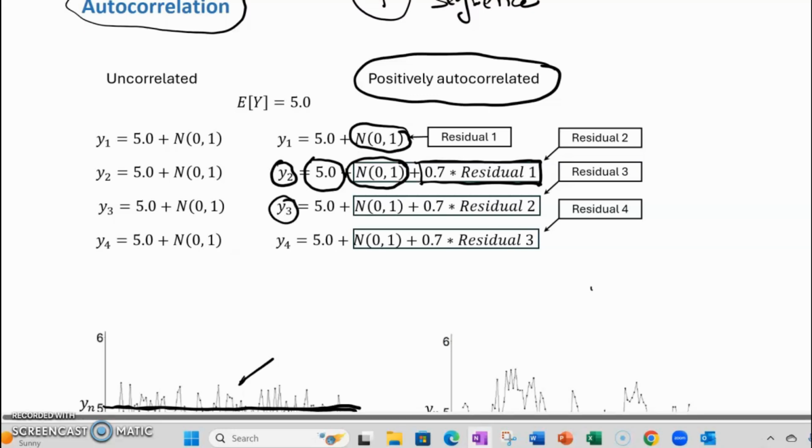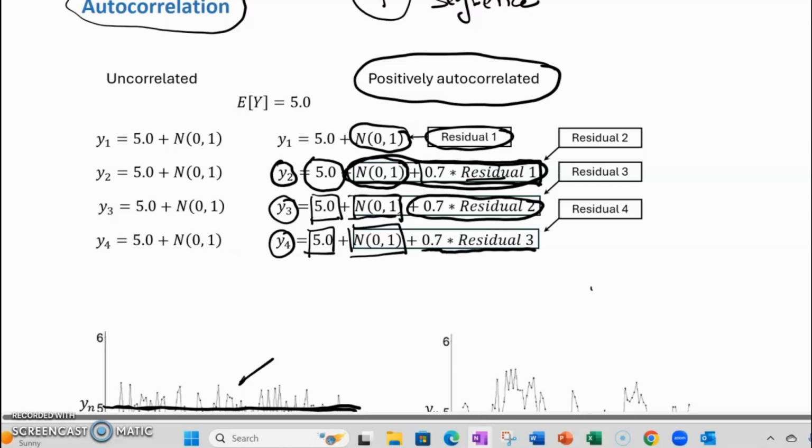And then for the third value in the sequence, there's the expected value, a little bit from a normal distribution, and then 0.7 times residual 2, where this is residual 2 that includes a bit of residual 1. For y4, there's the expected value, there's the bit from the normal distribution, and added to that 0.7 times residual 3, where this is residual 3 that includes a bit of residual 2, which in turn includes a bit of residual 1.